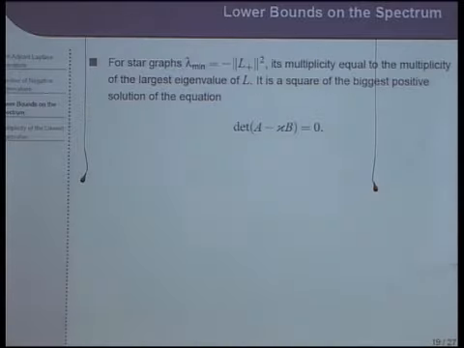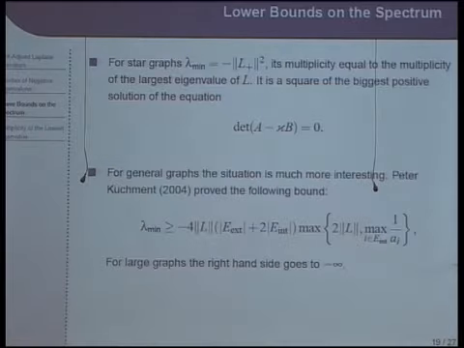What happens if we look at general graphs? So this is a result by Peter Kuchment. The lower bound for the eigenvalues on arbitrary finite graphs. And what I would like to discuss is the following thing.